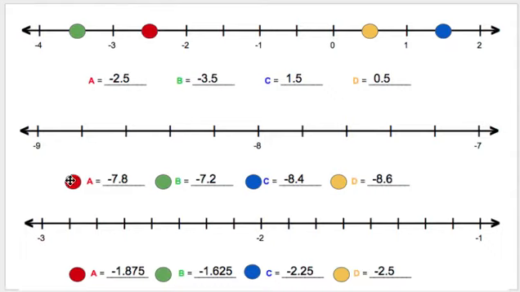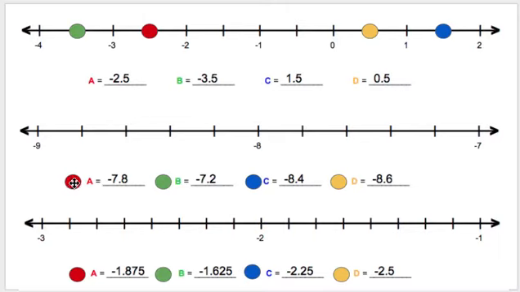Second example, a little bit trickier because of how it's split up. Here's negative 8, here's negative 9, here's negative 7. Negative 7.8, so it looks like it's split into 1, 2, 3, 4 fifths. So fifths are actually, we're going by 0.2 or 2/10. So negative 8, negative 8.2, 8.4, 8.6, 8.8, and negative 9.